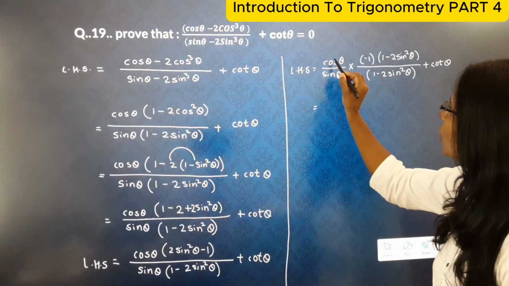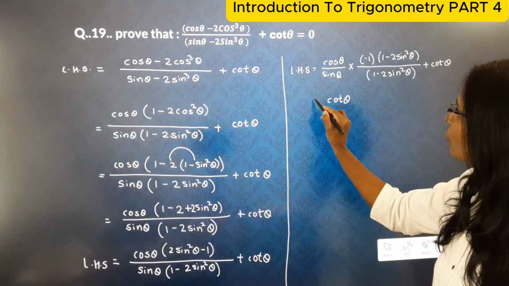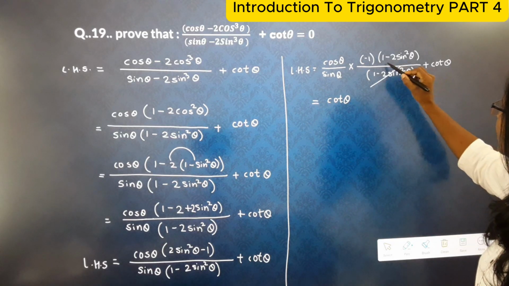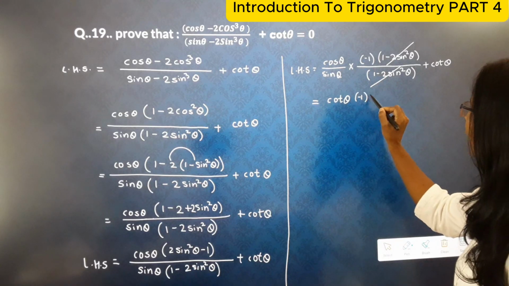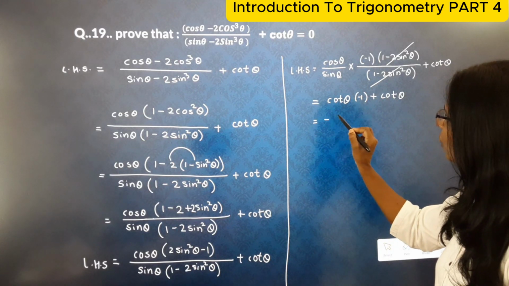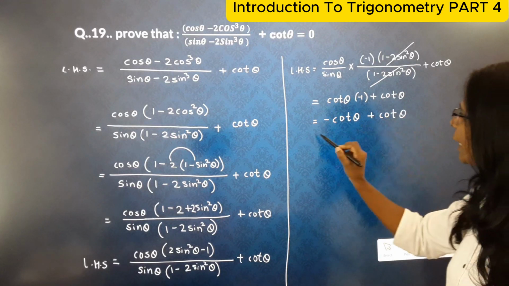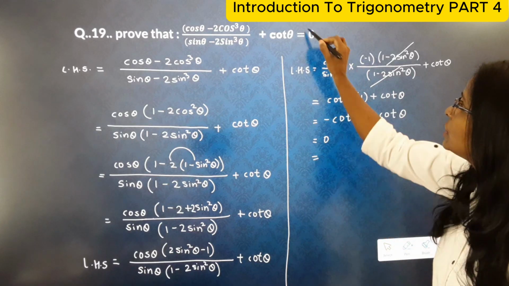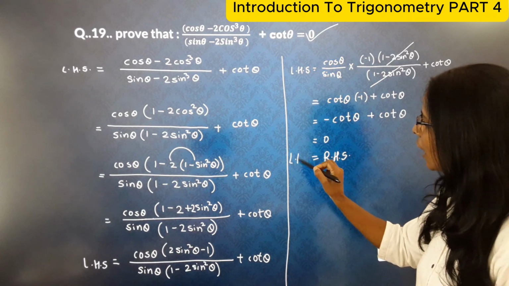So here, students, cos theta upon sin theta means cot theta. And 1 minus 2 sin square theta, 1 minus 2 sin square theta get cancelled, and here minus 1 sign, and plus cot theta. So here minus 1 multiply cot theta is minus cot theta plus cot theta. That will be equal to 0, which is equal to the RHS. So LHS is equal to RHS.